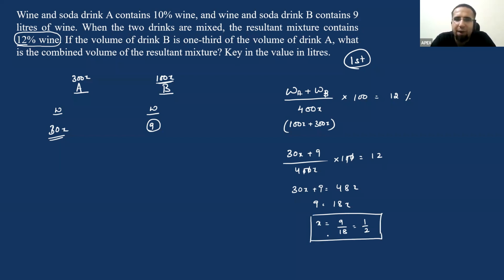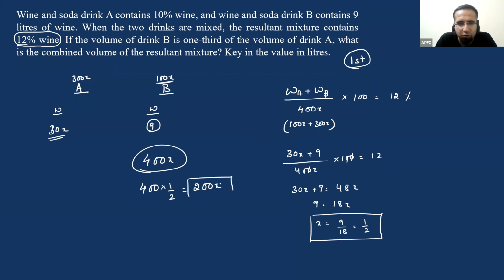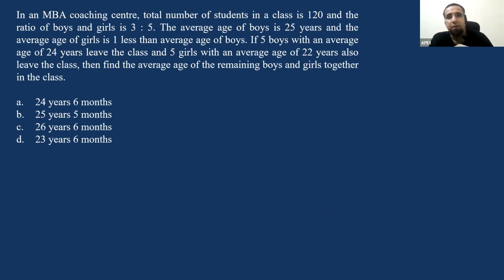Now the question is asking you the combined volume of the resultant mixture. I have mixed the total volume of 400x liters, which becomes 400 into half. And therefore your answer here becomes 200 liters. So 200 liters will be the combined resultant mixture, and therefore 200 should be your answer. So definitely to be looked at in the first shot, right? Let's look at the next question, guys.